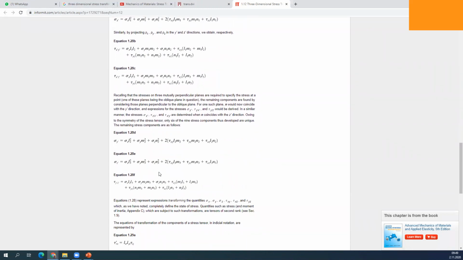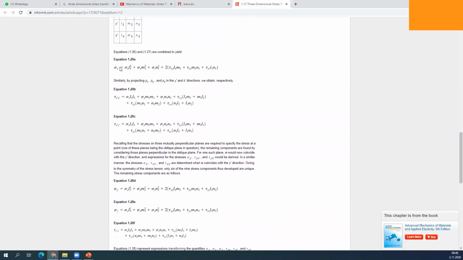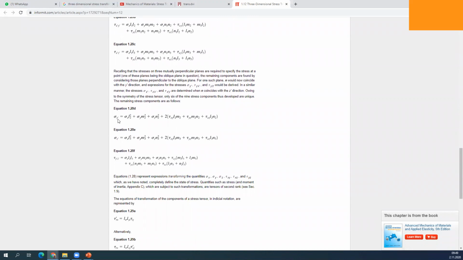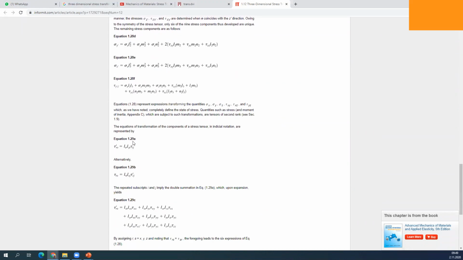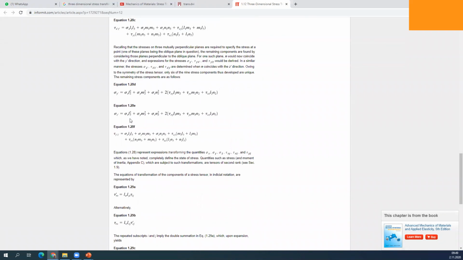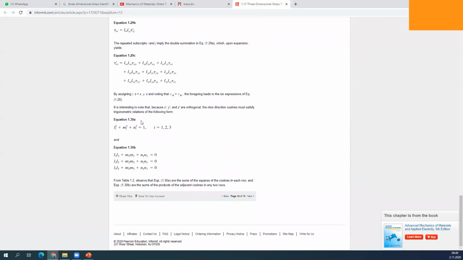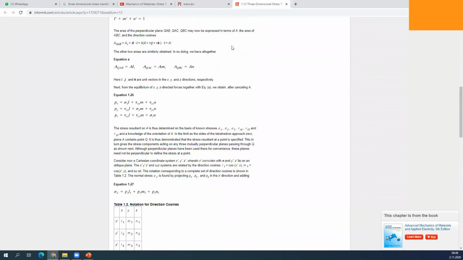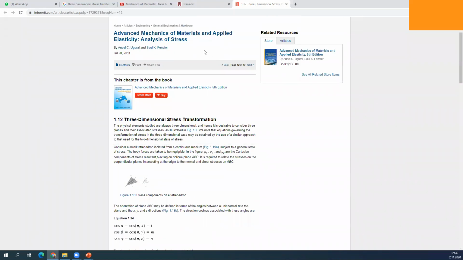Also, these are the terms sigma y prime, sigma z prime, tau z prime, and I can't remember the remaining three terms. I think they are related to the three terms. You can read this article or the references in the book and try to understand the 3D stress transformation. The strategy is the same, but the formulation is a little bit complex, so I don't want to spend time.